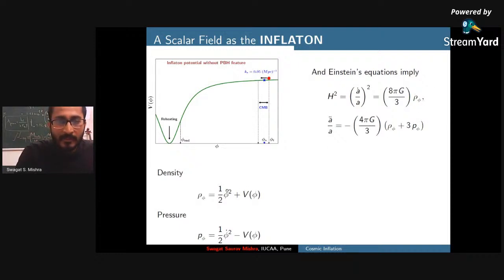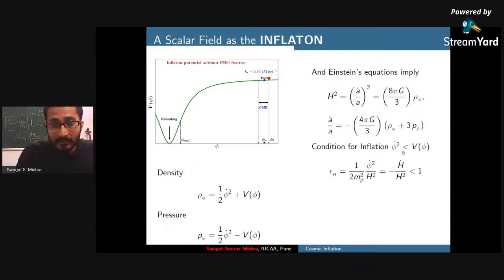So it depends on the combination of kinetic and potential. And the way the universe accelerates depends on the combination of rho and pressure. So if you take rho and pressure and figure out when it should accelerate, you get a fantastic condition. The condition is very simple: its velocity should be less than potential. Okay, that's it. All you want is a scalar field.